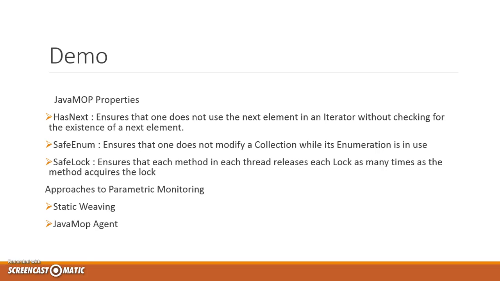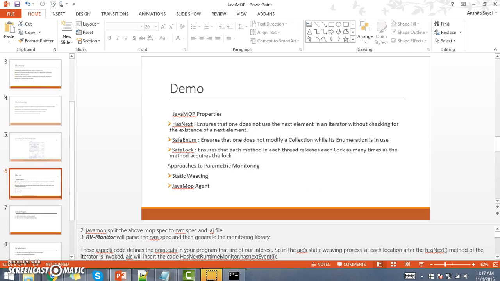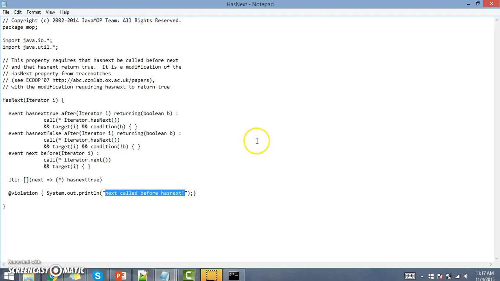Now let's talk about the HasNext property. This property ensures that one does not use the next element in an iterator without checking for the existence of the next element. So the property states that every time a next event is seen, there should be a hasNext event immediately preceding it. First let me show you the MOP file which has the specifications pertaining to this property. This is the HasNext MOP file, and it comes predefined with the tool. There are three events: hasNext true, hasNext false, and next event. If this property is violated, then the following error message is printed on the command line: next call before hasNext.